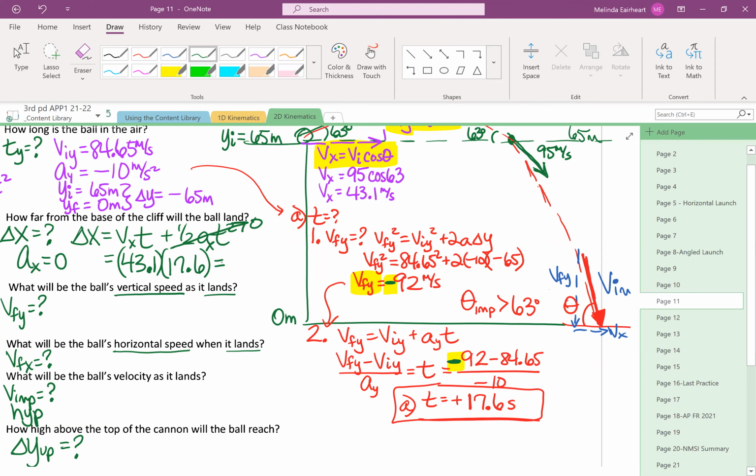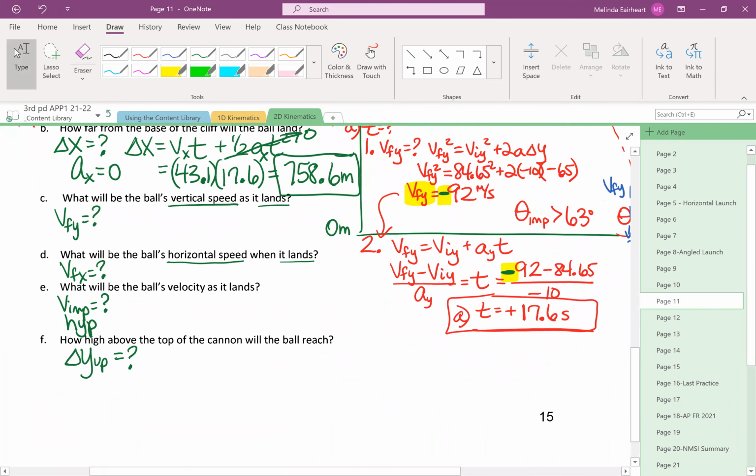43.1 times 17.6 is, say it one more time. Okay, 758.56. So you can probably just round that one to either 759 or keep that 0.6 if you want. Okay. And so that's a long range. That's like 6 or 7 football fields. That's okay. We can have these extreme things in physics land, right? It's a cannon.